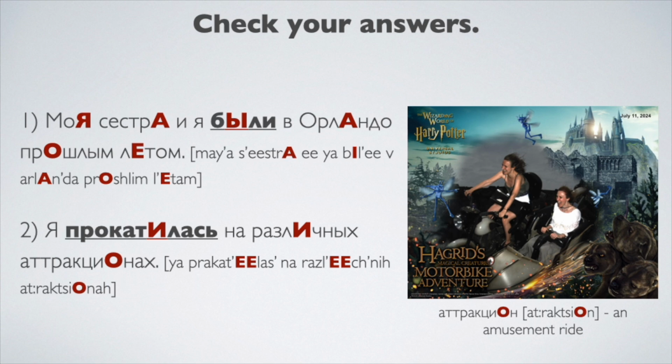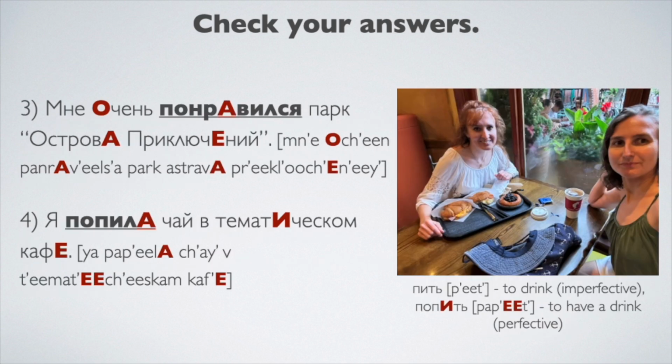Now let's check your answers. Number 1. Моя сестра и я были в Орландо прошлым летом. Number 2. Я прокатилась на различных аттракционах. Number 3. Мне очень понравился парк «Острова приключений». Number 4. Я попила чай в тематическом кафе.